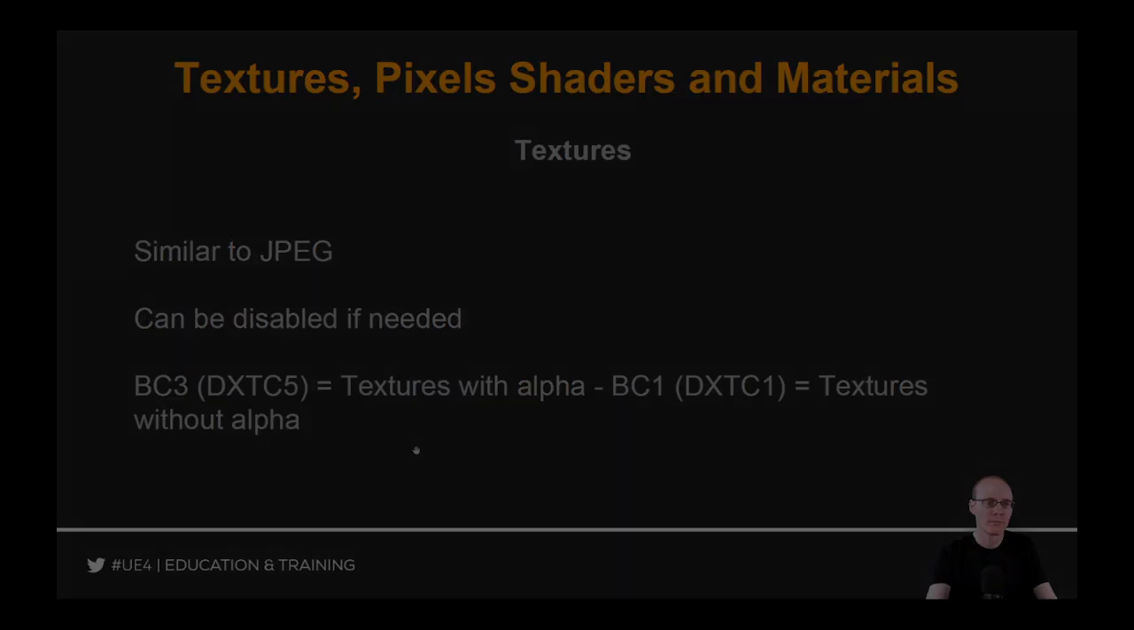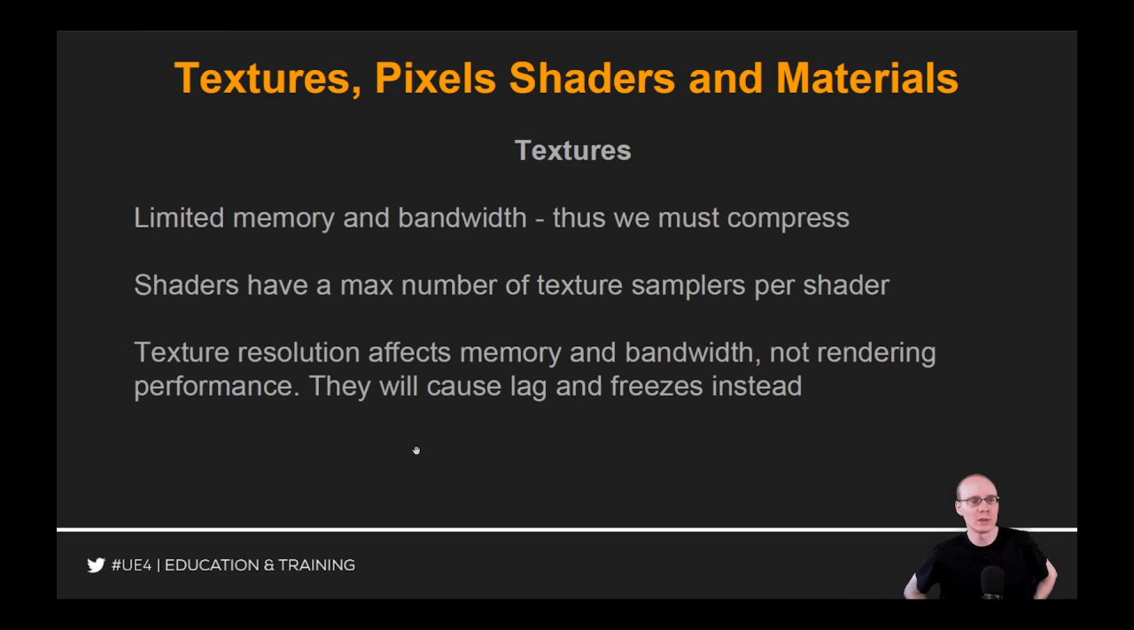Now, the reason we want to compress things is because we have limited memory and bandwidth. There's a couple of other limitations as well. Shaders have a maximum number of texture samplers per shader. Now, that doesn't really have anything to do with compression itself. Whether the texture is compressed or not compressed, it doesn't change the limit a shader has. But it's still important to note that a shader or a material has a maximum number of textures it can look up per material. So there's a limit there.